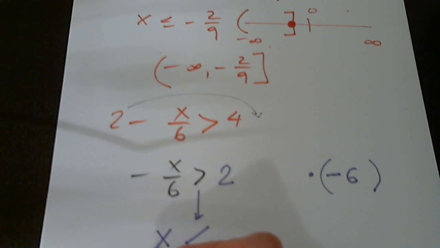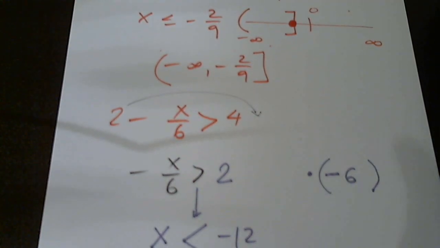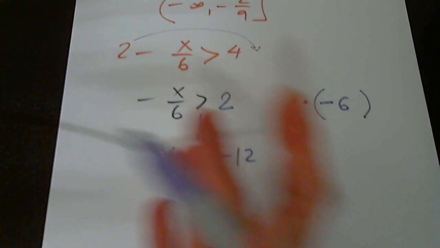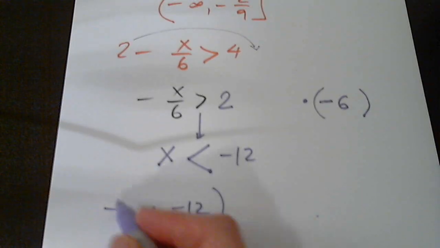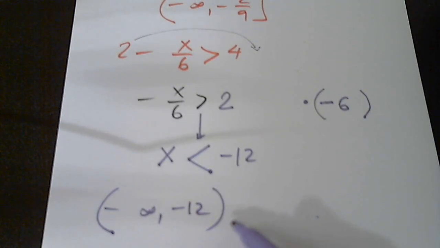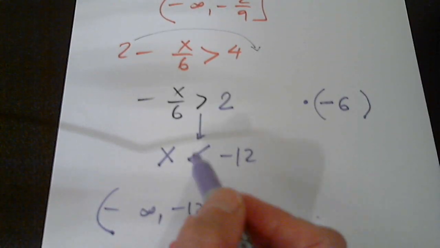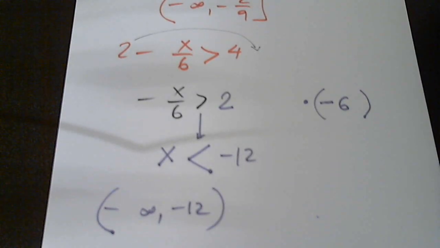So this side is x. What do I get on the other side? It's negative 6 over negative 6, which is 1. But what do I get on the other side? Negative 12. Exactly. And it's done. This is it. From negative infinity to negative 12, with a parenthesis because I don't have the equal symbol. I would have put the bracket otherwise, but I don't have it, so it has to be parenthesis.